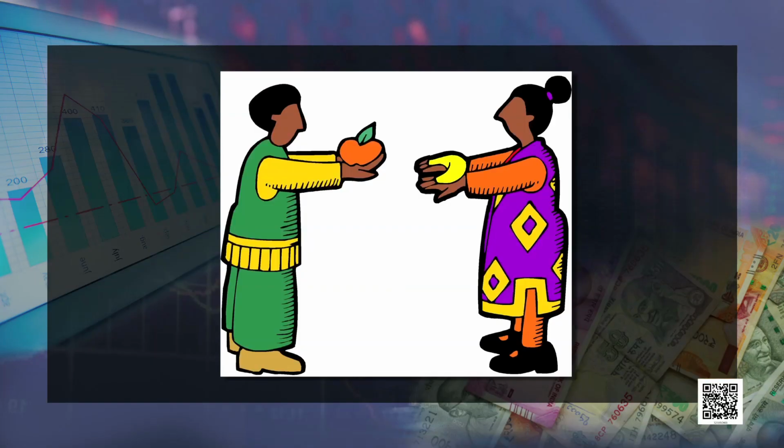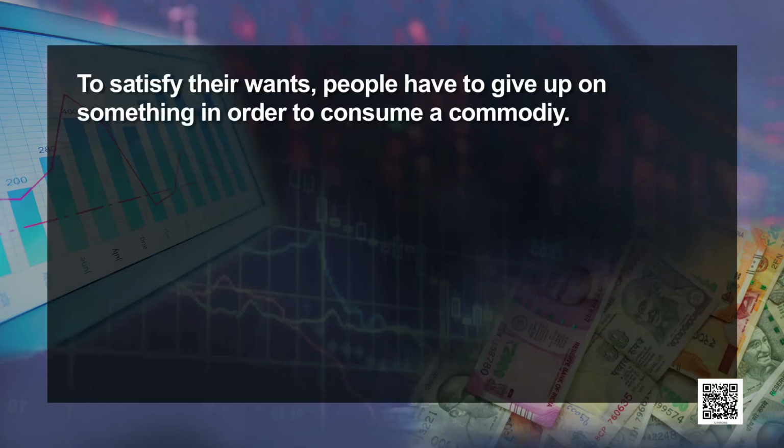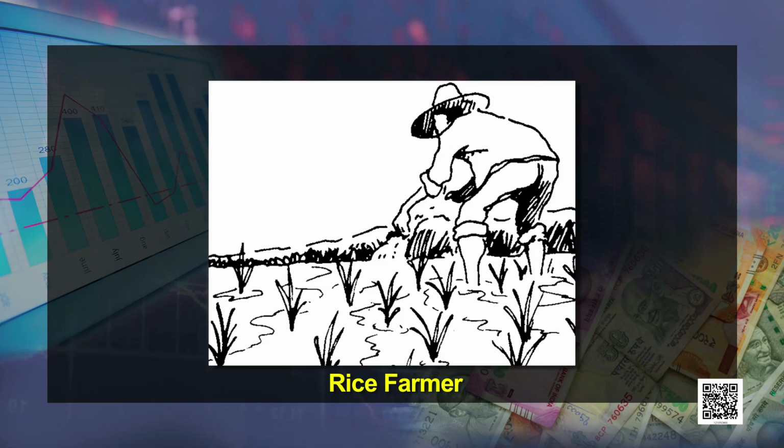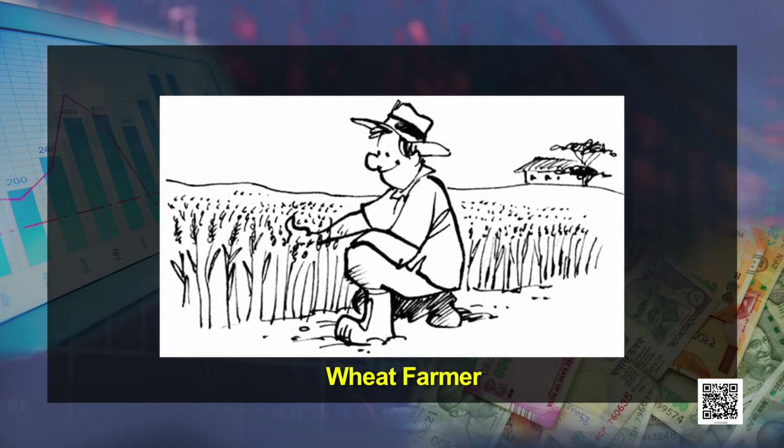So barter system was a system where people directly exchanged goods against goods without the use of money because there was no money. So imagine a village where there are many people and who want to satisfy their wants. Now to satisfy their wants, they have to give up something in order to consume a commodity. So let's suppose a farmer who grows rice wants wheat. He goes to a person or a farmer who is growing the other commodity.